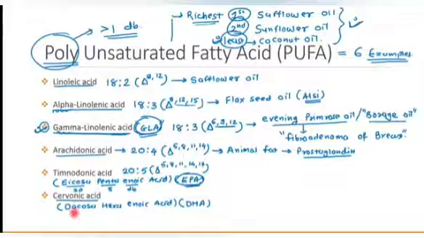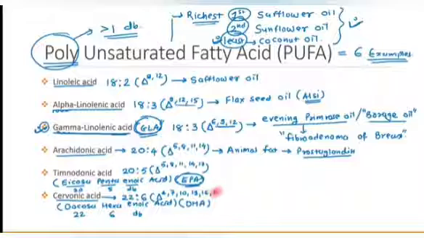Now docosa means 22, hexa means 6 and enoic means double bond. So this cervonic acid is again a 22 carbon long compound, then colon, then 6 double bonds. And what are the locations of these double bonds? So we write delta and then we write the locations of all the double bonds. The first location is 4, then 7, then 10, then 13, then 16 and then 19. So there are so many double bonds in the case of cervonic acid.